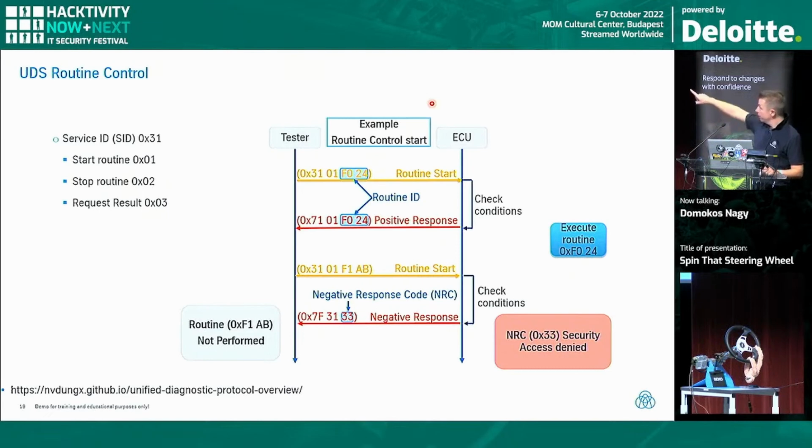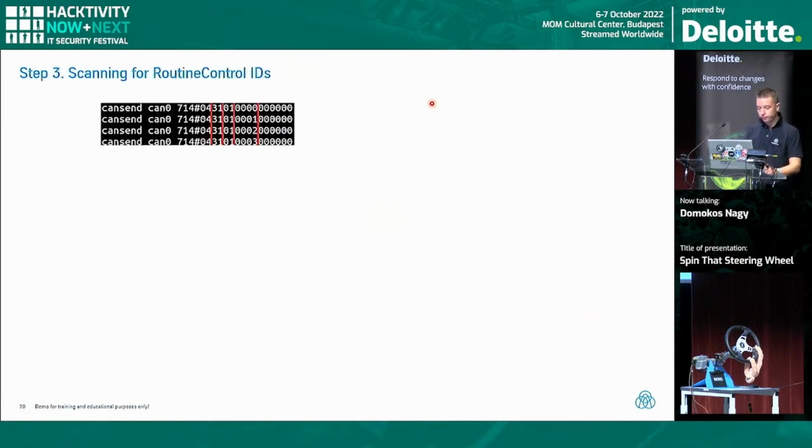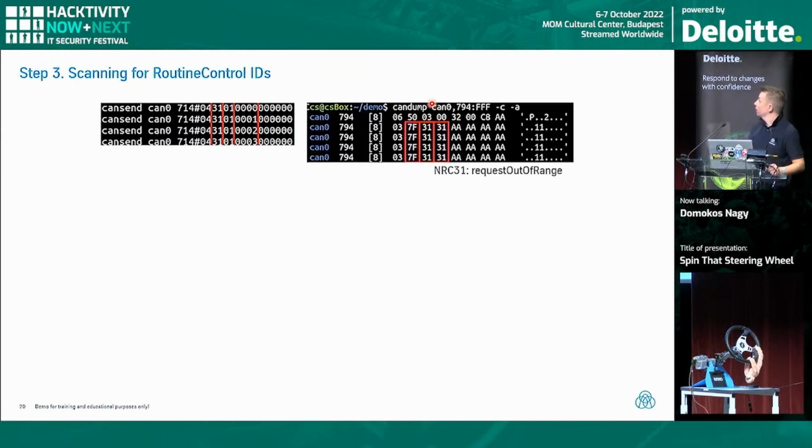So this routine ID, F1 AB, was not performed in this case because it's a negative response. So let's get real. We started manually with the first few routine IDs, 31 01 and from 0 to 3. And we always get back the same negative response code 31, which says that it's out of range. In this case, it means that routine ID 0, 1, 2, 3 was not there. So the only thing we need to do at first is just filter out this kind of negative response. Maybe one has a different response.